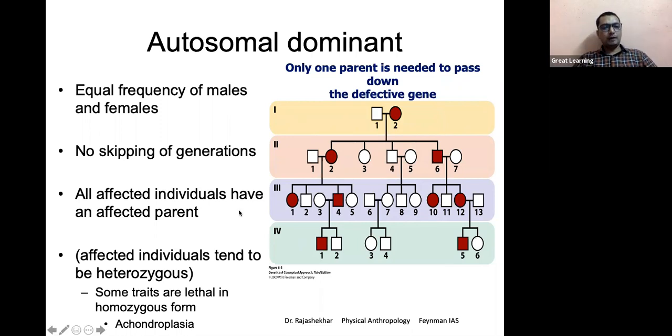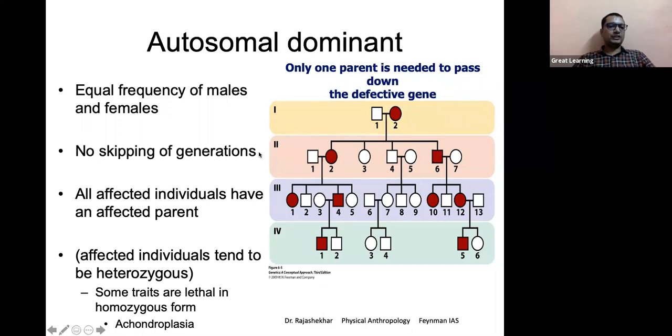So all the affected ones, they have affected parents. They have affected parent. They have affected parent. All of them. So you can see it. If there's a carrier status, that can be seen in the next condition. Autosomal recessive condition, you can see carrier condition. But here in the dominant form, you don't.